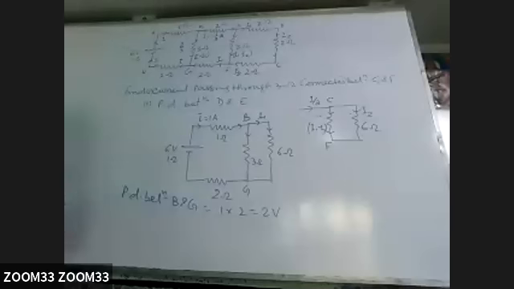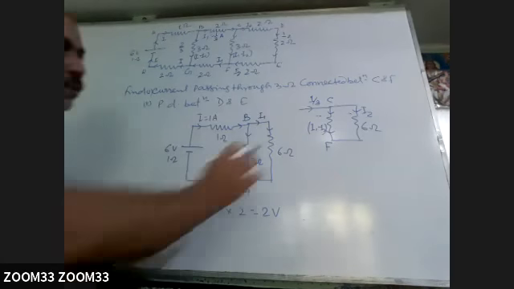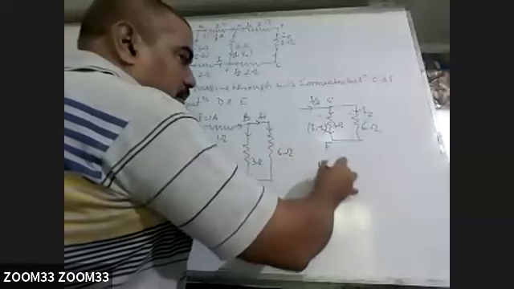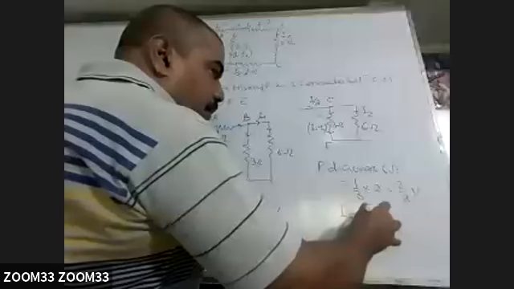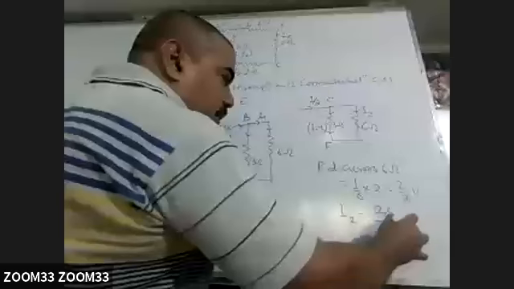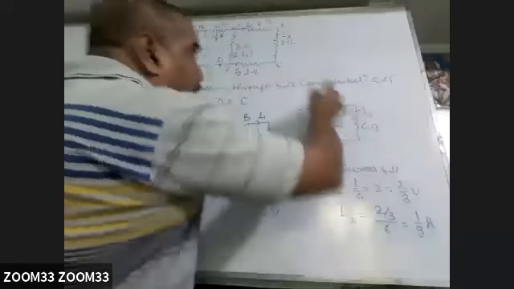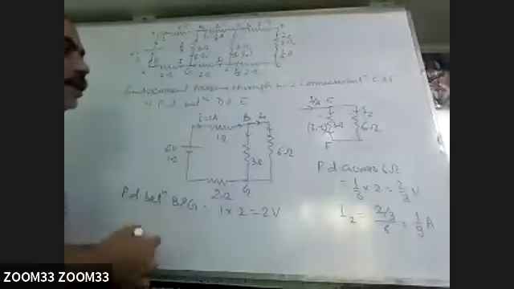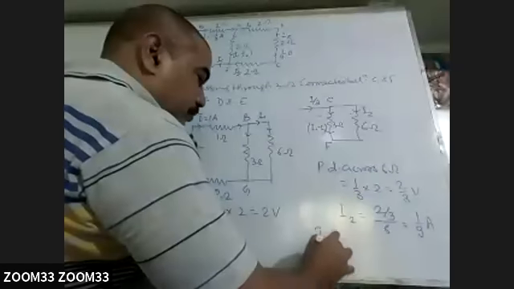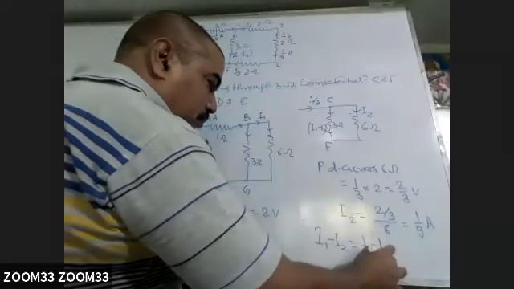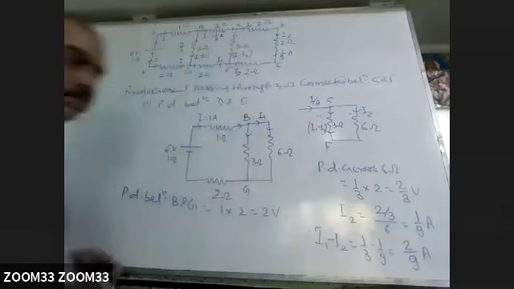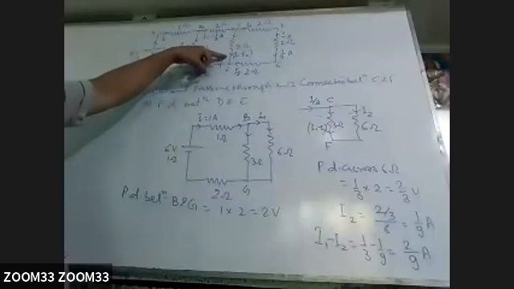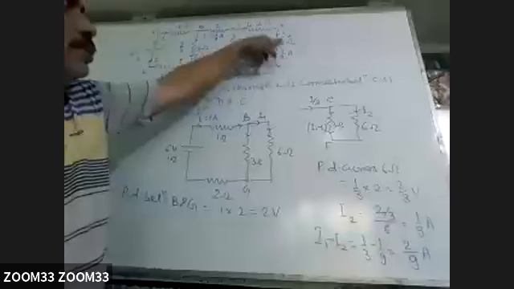How the current will be divided? What is the potential difference here again? One by three into two, so 2/3 volt. What is this I2? 2/3 divided by 6, so 1/9 ampere is coming this way. How much here? 1/3 minus 1/9. So 2/9 ampere current will pass through this resistance. 1/9 ampere current is passing through this part.